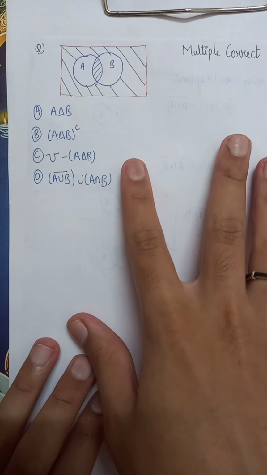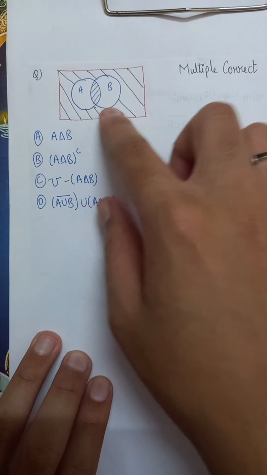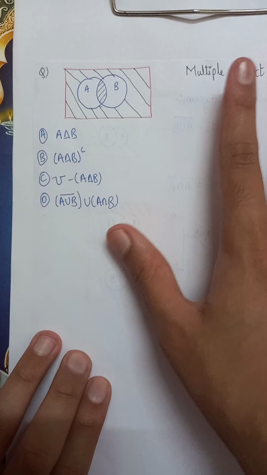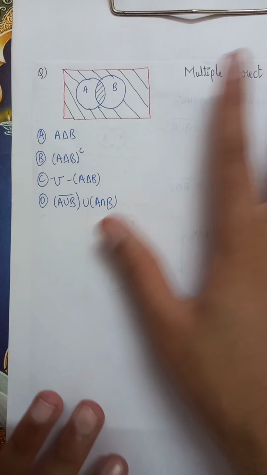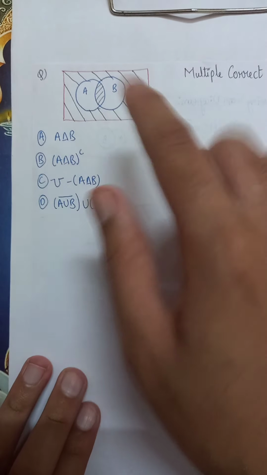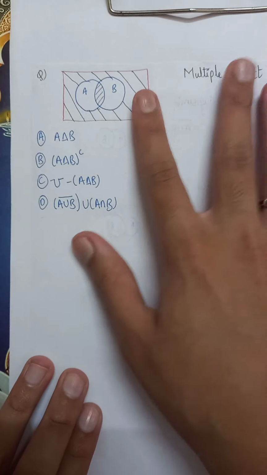So yeah, this is the question. This is the Venn diagram. In the last lecture we covered how to represent sets in a Venn diagram. Now in this question, he's asking which of the sets this Venn diagram represents. So you need to draw the Venn diagram for each of the sets and see which one matches this. This is a multiple correct option question, so there are multiple correct answers.